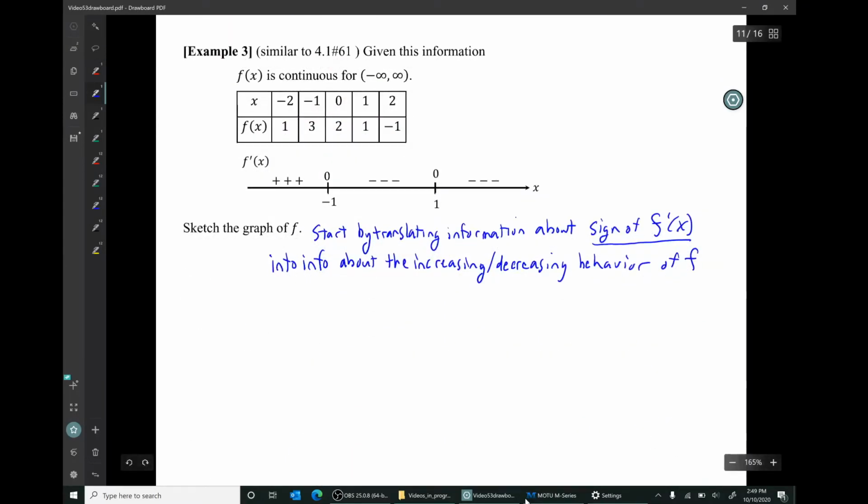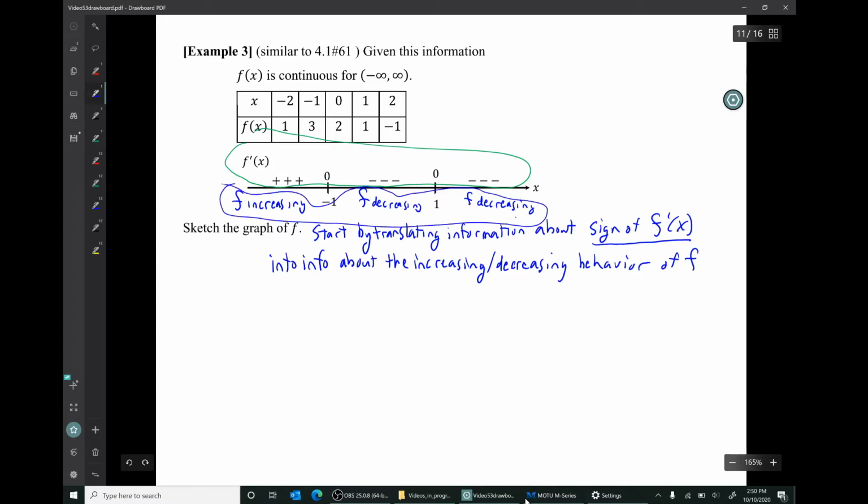So we are given information about the sign behavior of f prime. So we need to translate that into information about the increasing, decreasing behavior of f. Well, on this interval, f prime is positive, so that means that f is increasing. On this interval and on this interval, f prime is negative, so that tells us that f is decreasing. So it's important to segregate the information. We have, in this sign chart now, information about f prime, which is this stuff up here above the number line. And then below the number line, we have information about f.